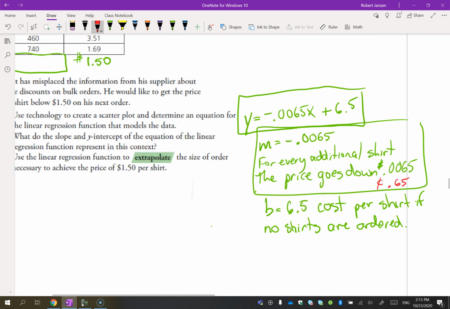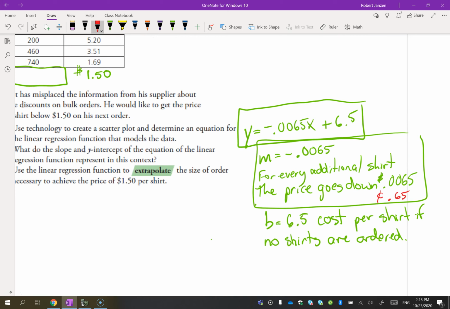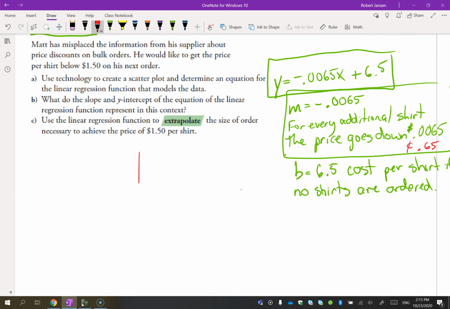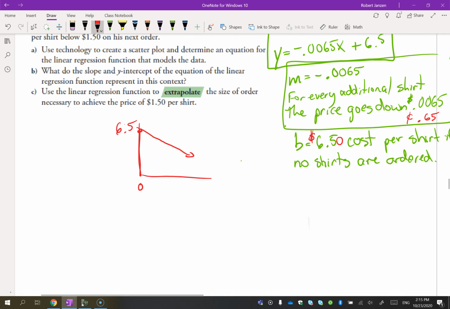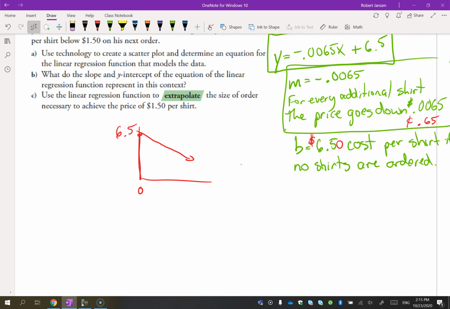Okay, and then the Y-intercept is 6.5. So just so you understand what that means, the graph starts at 6.5 and it's going down in price. This 6.5 means if you order 0 shirts, the initial price of a shirt is $6.50. Then you should write it as a cost like that. That's what the cost would be if you had 0 shirts.